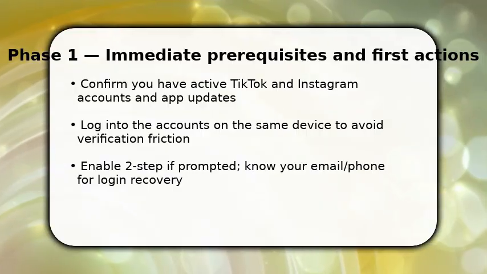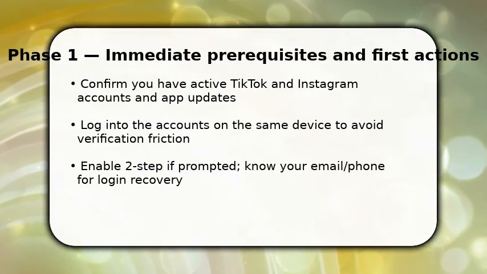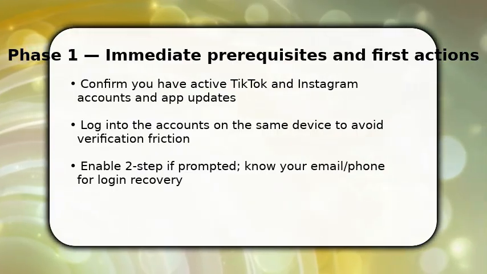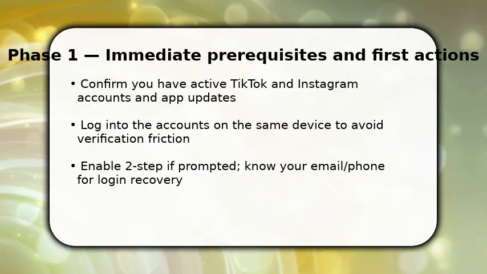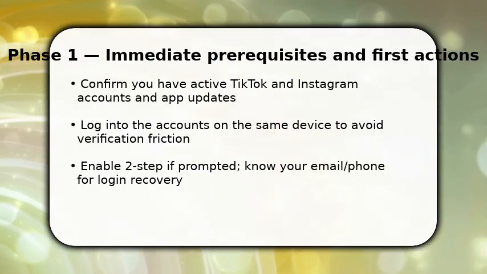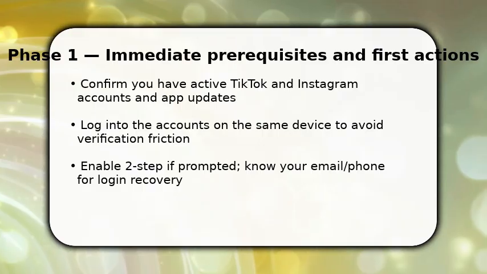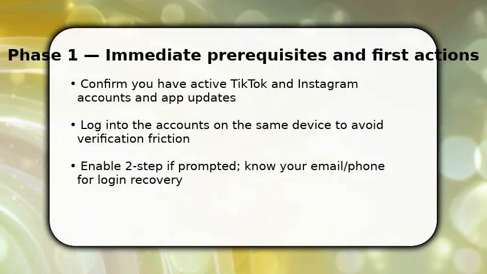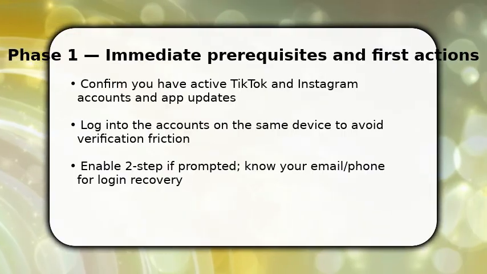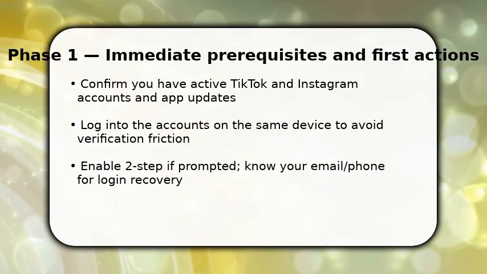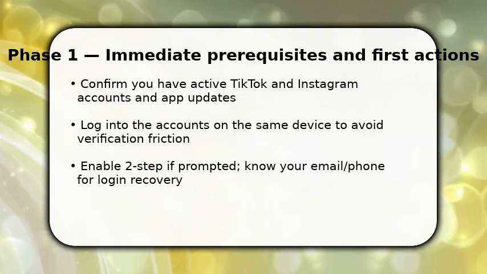You start by making sure both apps are updated and you're logged into the accounts on the same phone. Open TikTok first. This reduces verification prompts. Once done, go to your profile and tap the three dots or hamburger menu to access settings. Make sure Instagram login works in the Instagram app. That prevents repeated reauthentication while linking.